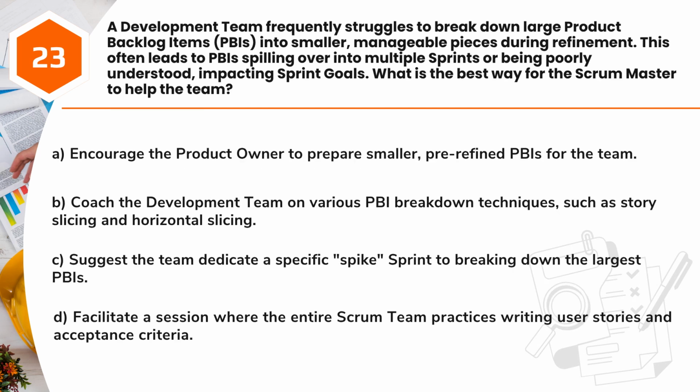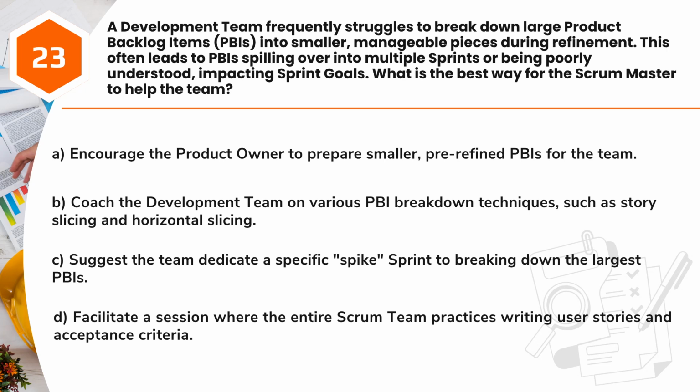Question 23. A development team frequently struggles to break down large product backlog items, PBIs, into smaller, manageable pieces during refinement. This often leads to PBIs spilling over into multiple sprints or being poorly understood, impacting sprint goals. What is the best way for the Scrum Master to help the team?